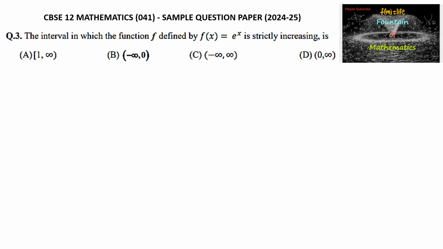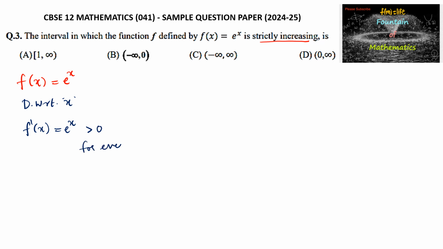We need to find the interval in which the function defined by f of x is equal to e to the power of x is strictly increasing. Let's differentiate the function with respect to x. So we have f dash of x is equal to e to the power of x, and we know that e power x is always greater than 0 for every x belongs to R.